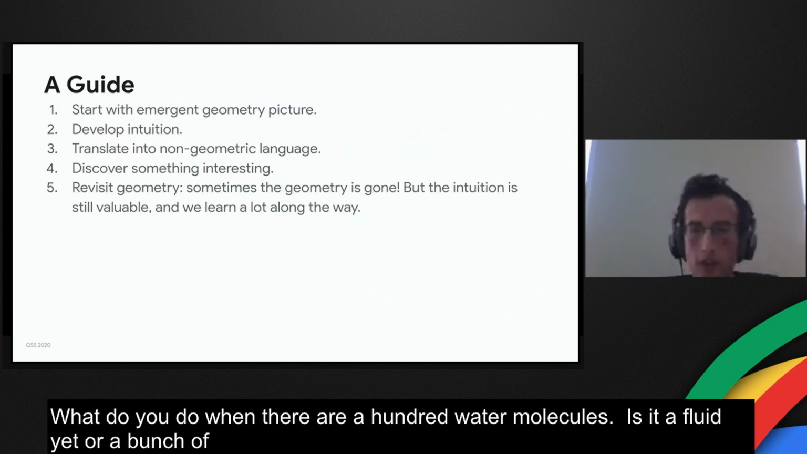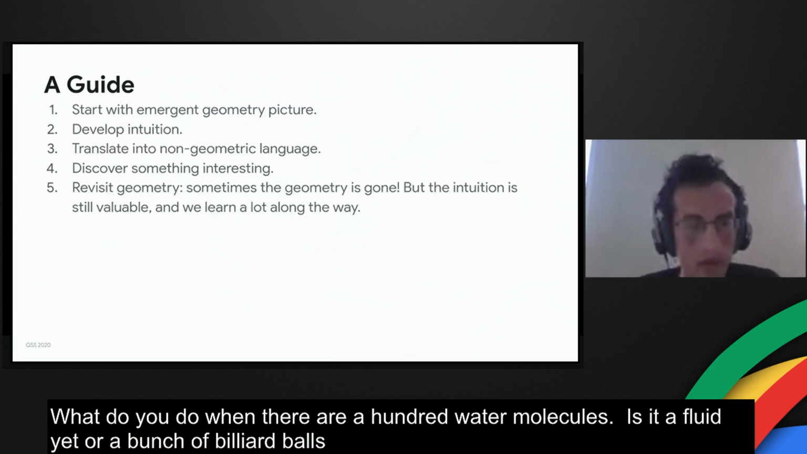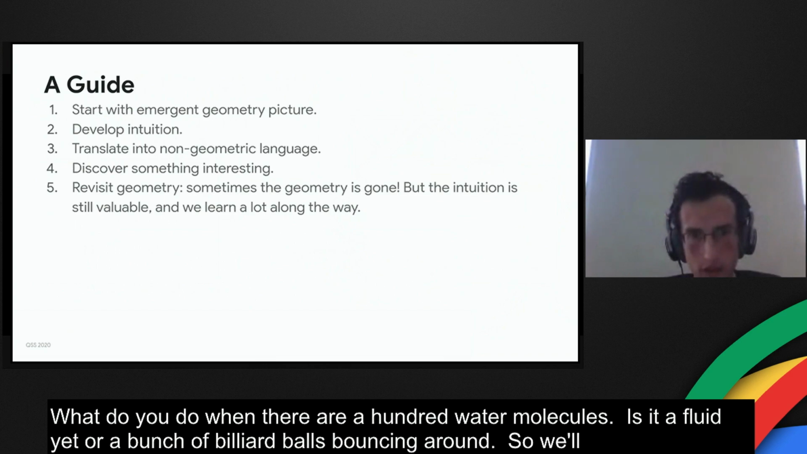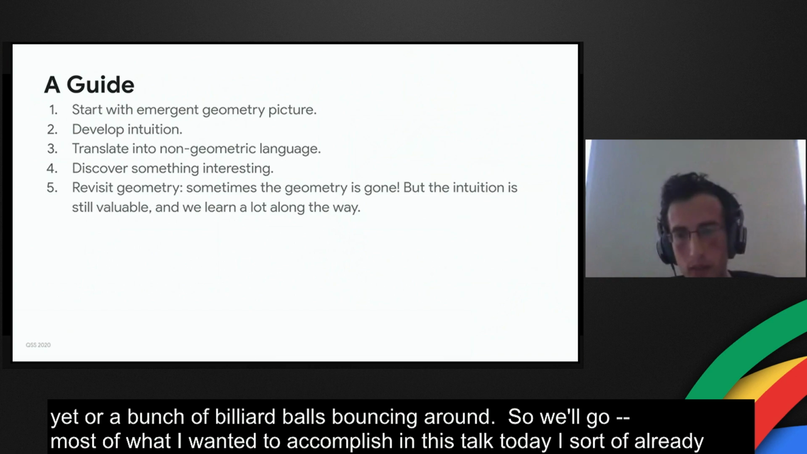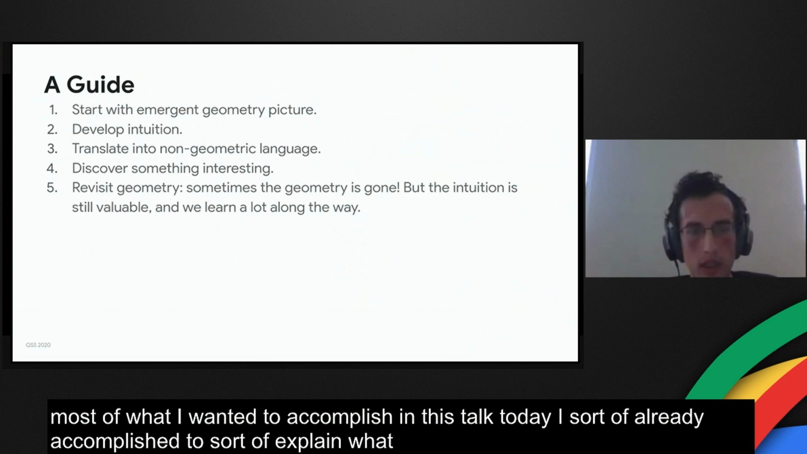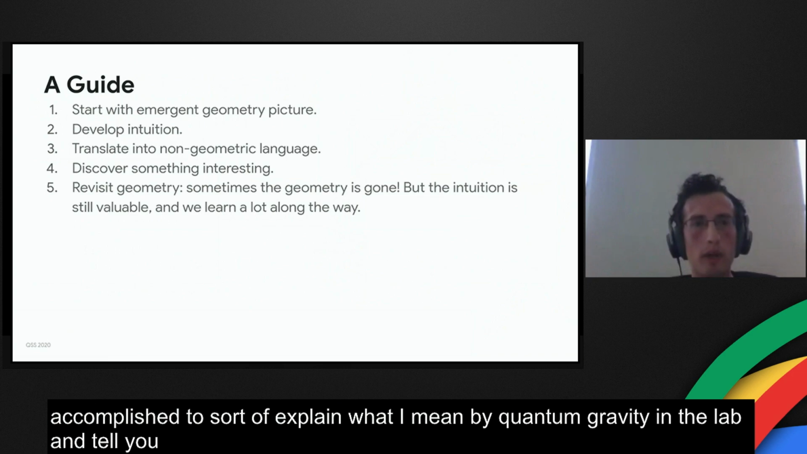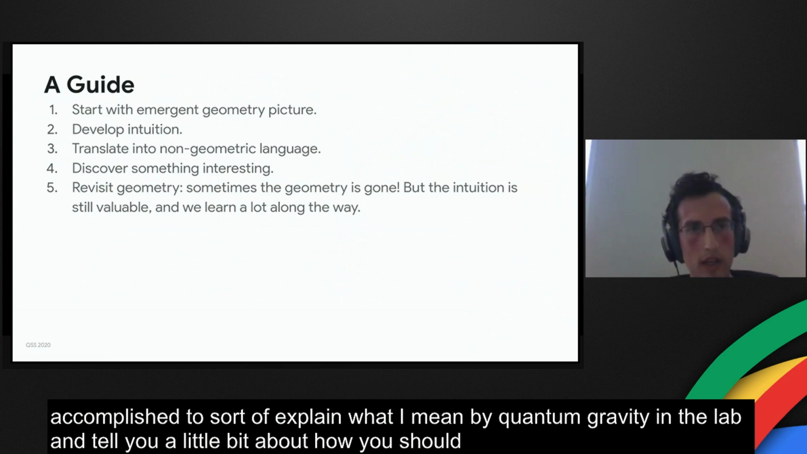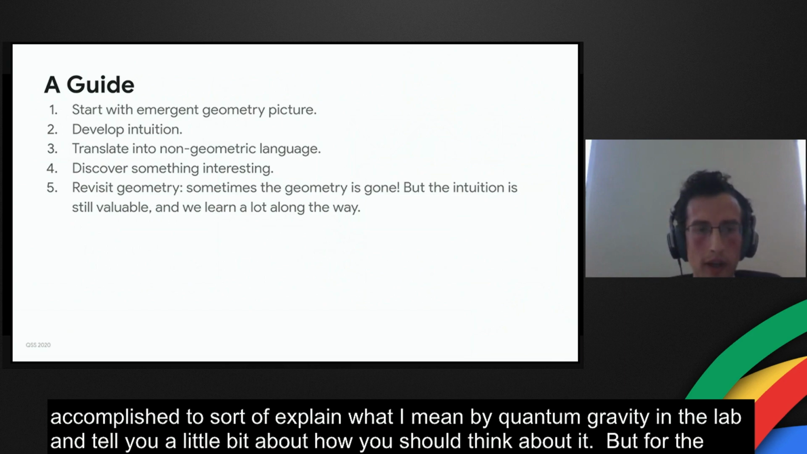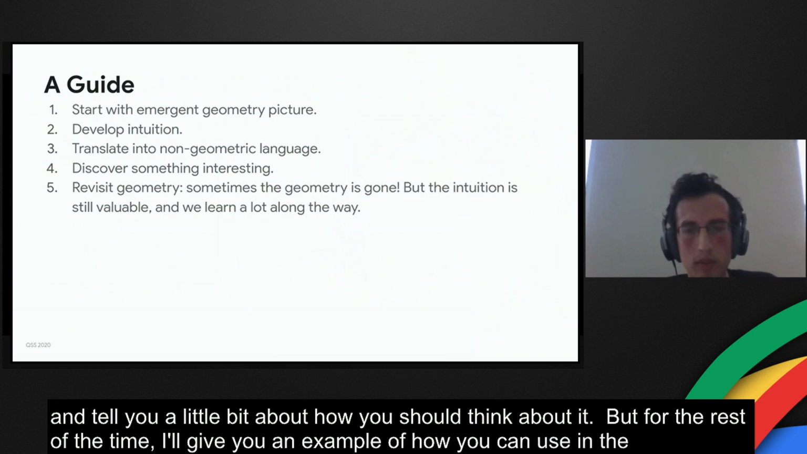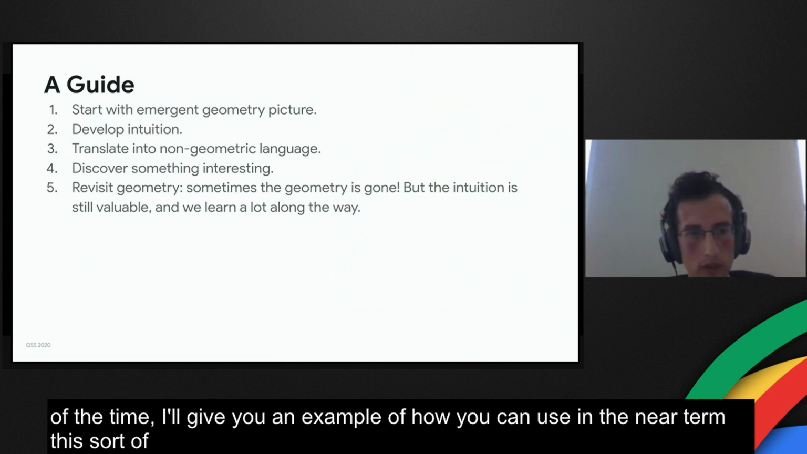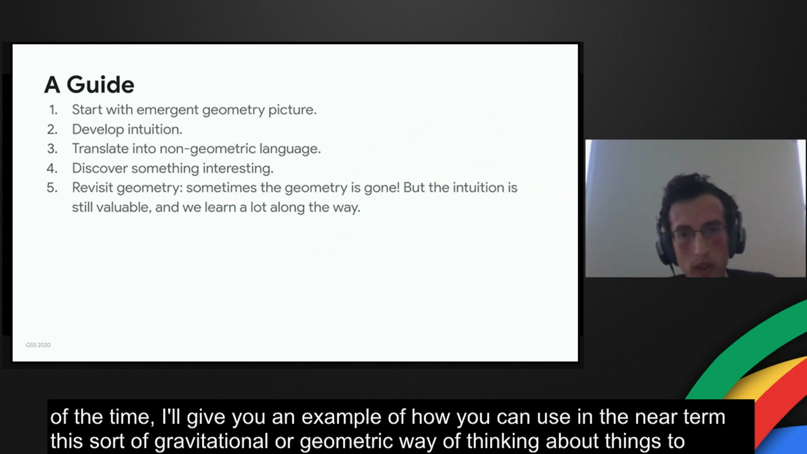So, most of what I wanted to accomplish in this talk today, I already accomplished: to explain what I mean by quantum gravity in the lab and tell you a little bit about how you should think about it. But for the remainder of the time, I'll give you an example of how you can use, in the near term, this gravitational or geometric description, this way of thinking about things, to suggest an interesting NISQ experiment that you can then run on a real quantum computer and see it happen.